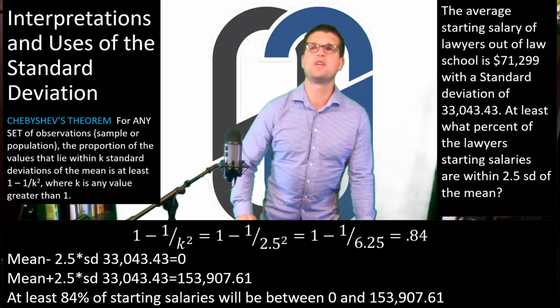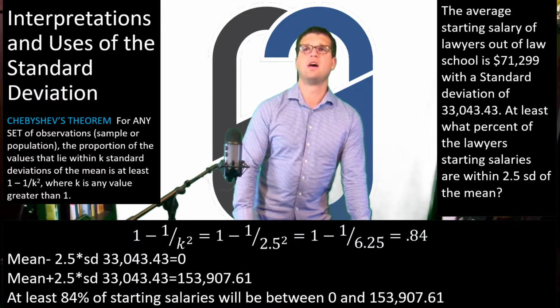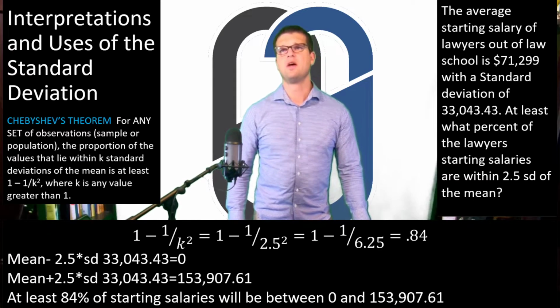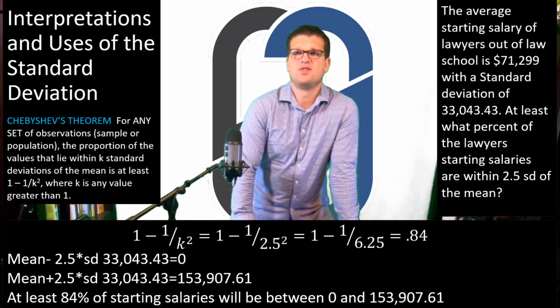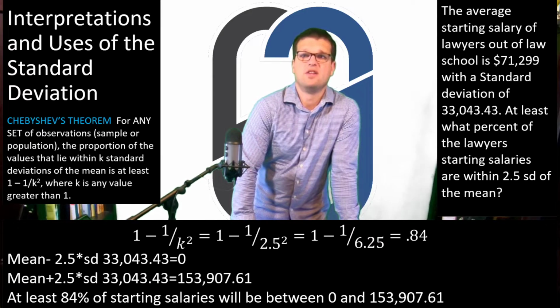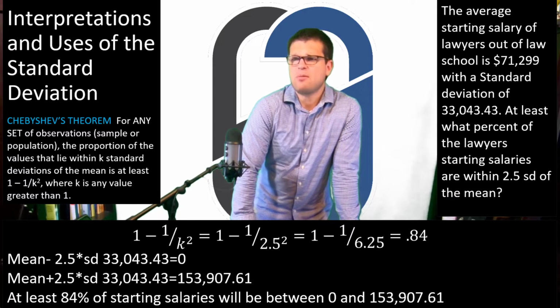So 84% of the observations are going to be within 2.5 standard deviations of the mean. And that's just universal throughout. 84% of the observations are always going to be within 2.5 standard deviations of the mean, according to Chebyshev's theorem. So let's get an example of that.